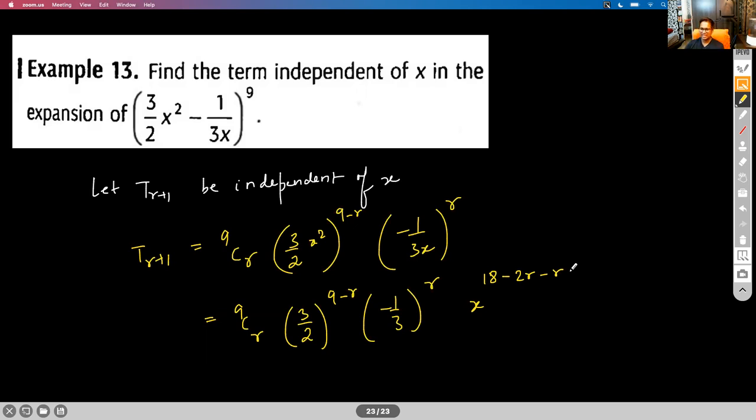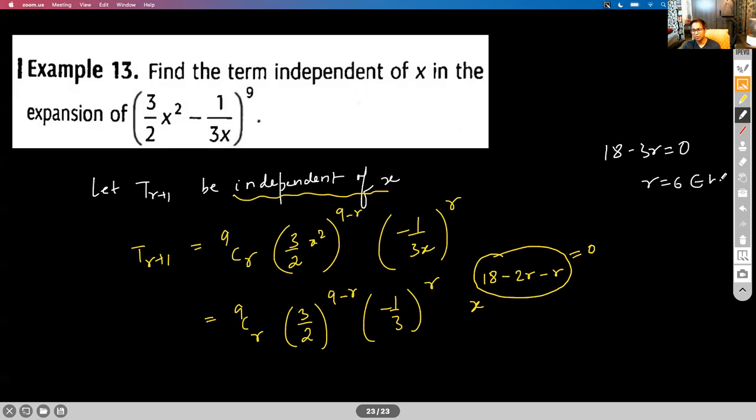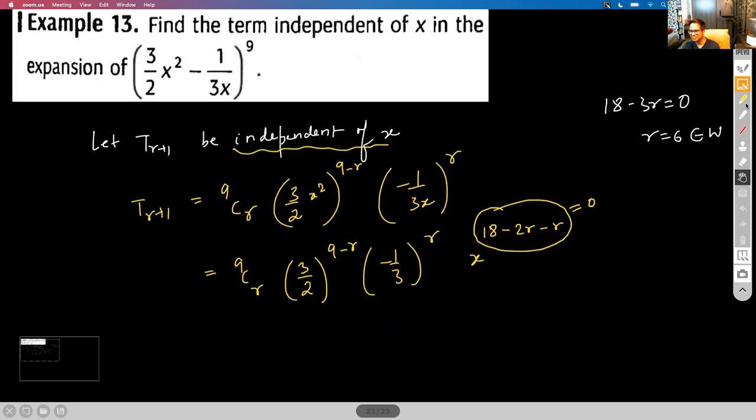Now you're claiming that it is independent of X. Independent of X means the index or the exponent or the power should be zero. Which means 18 minus 3R is 0. That means R is 6. Thankfully, it's a whole number. That means there is a term which is independent of X. So what is that term? Let's find it out. The term independent of X is your seventh term.